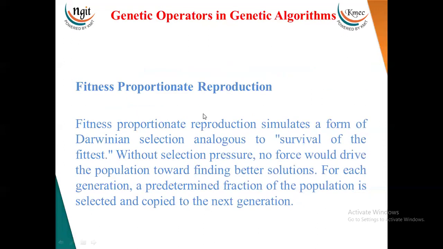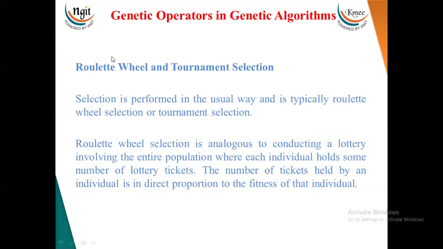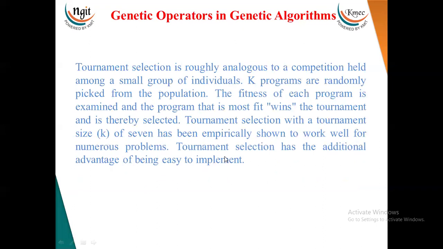Now, genetic operators in the algorithms. Already we have seen fitness proportional reproduction. According to the fitness, we are going to select the population from the given set of values. It is analogous to Darwinian selection, that is survival of the fittest. Whoever is the fittest one will be used. Second one is roulette wheel, that will go for the probable one, and tournament selection. It will take some probable or random variables, and from that they will check. Tournament selection is also similar to that.